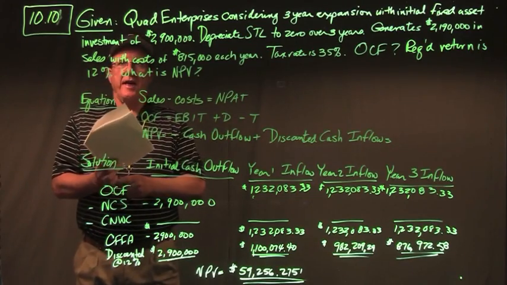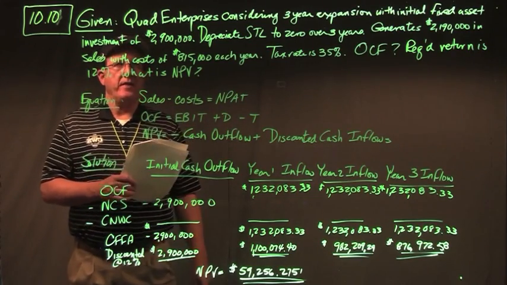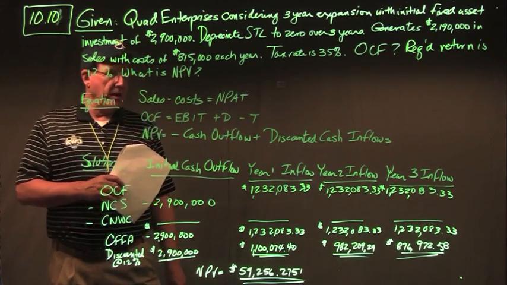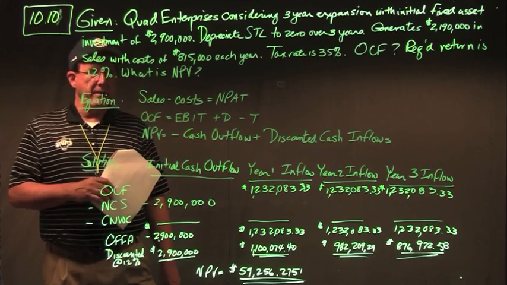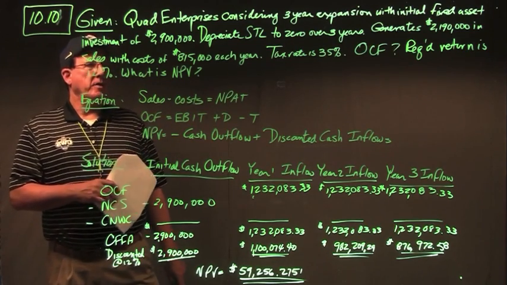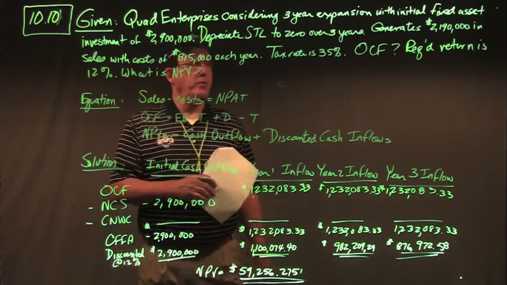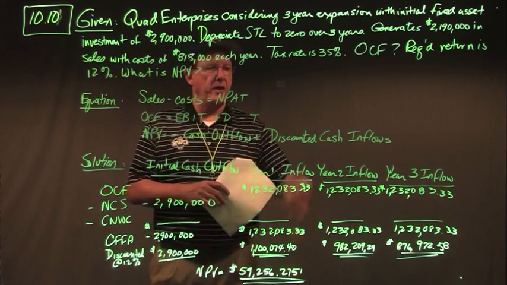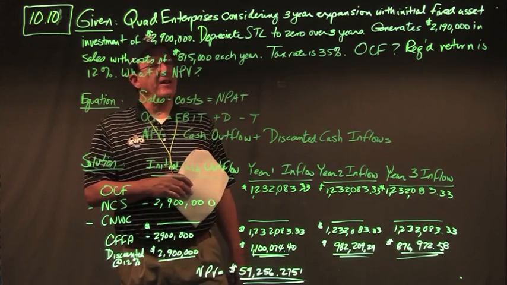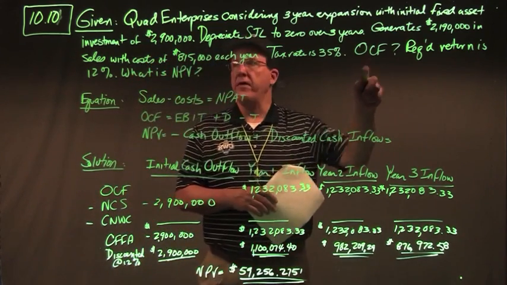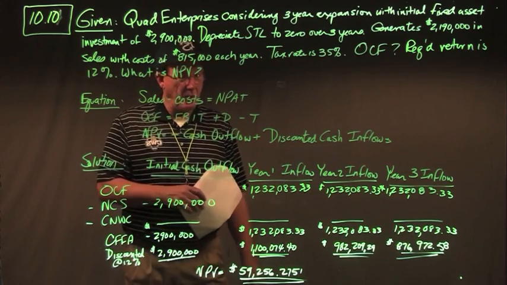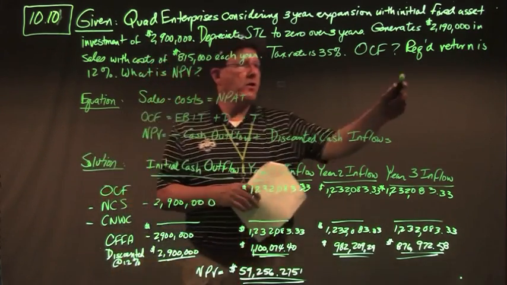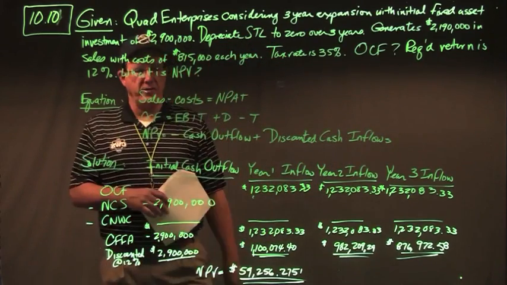In problem number 10, we're given that Quad Enterprises is considering a 3-year expansion with an initial fixed asset investment of $2.9 million. Depreciate straight line to 0 over 3 years, generates $2.19 million in sales, $815,000 in cost each year, tax rate 35%. So the same givens as last time. We calculated the OCF in problem number 9 to be 1,232,083, and we're going to get that for 3 years. Now, if the required return on this company is 12%, what's the net present value of this project?